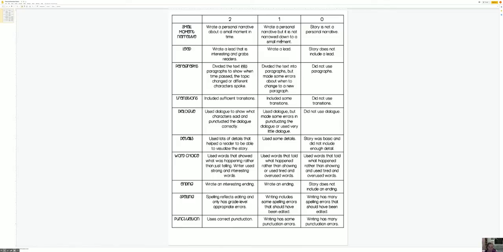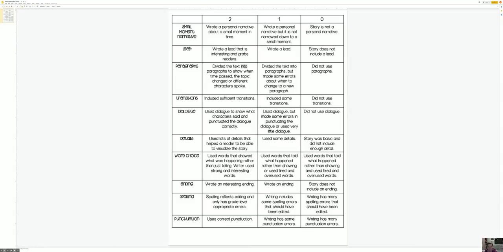If I circled a 1, it's because you wrote a personal narrative, but it's not a tiny moment. It's a big, long story or something that you can't give me a lot of detail for. And if you got a 0, it's because your story was not a personal narrative. And remember, a personal narrative is a story that is true and it's about you, okay?